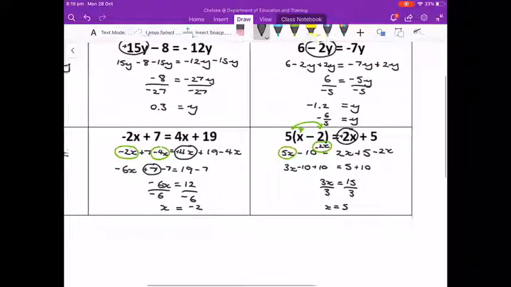So that is how you balance equations when you have pronumerals or letters on both sides.